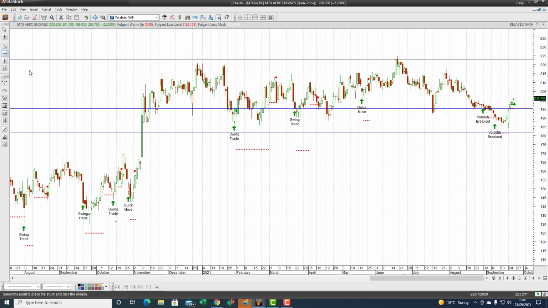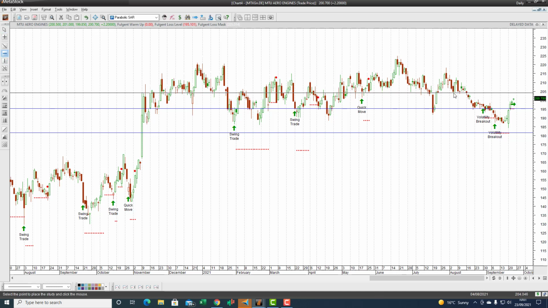So the first level of resistance will be these lows here. So we're very close to the 205 zone. Once it gets through that level, then this cluster of old highs here should be the next resistance zone. So those are the two upside targets we're looking for in terms of profit potential with this volatility breakout trade. You can see there are lots of swing trades, and quick move works very well. Swing trade there, quick move there. So there are quite a lot of high probability trading signals.